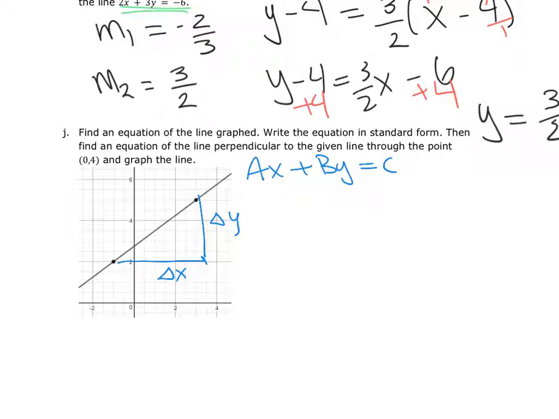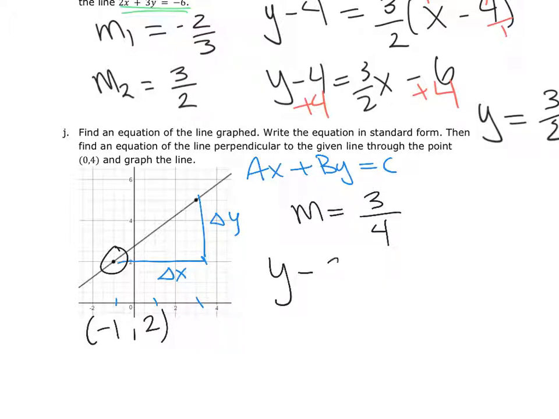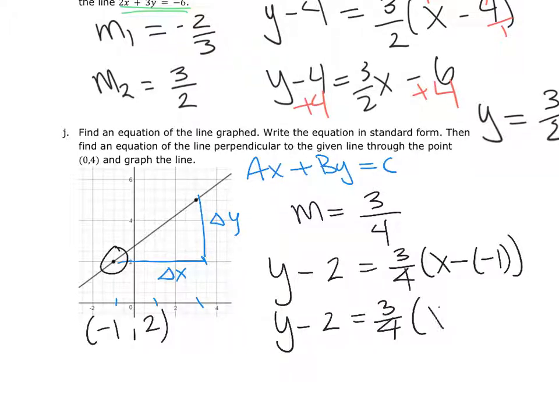Now be aware that each grid mark is not 1, each grid mark is a half. And so what I got my slope to be on this line that's given, m, is I went up 3, so that was my delta y, and I went right 4 from point to point, so I ended up with the slope of 3 over 4. I'm going to use this point. This is the point -1, 2. So I use that point, I'm going to use the point slope form, which is y minus 2 is equal to 3/4 x minus a -1. So I have y minus 2 is equal to 3/4 x plus 1.